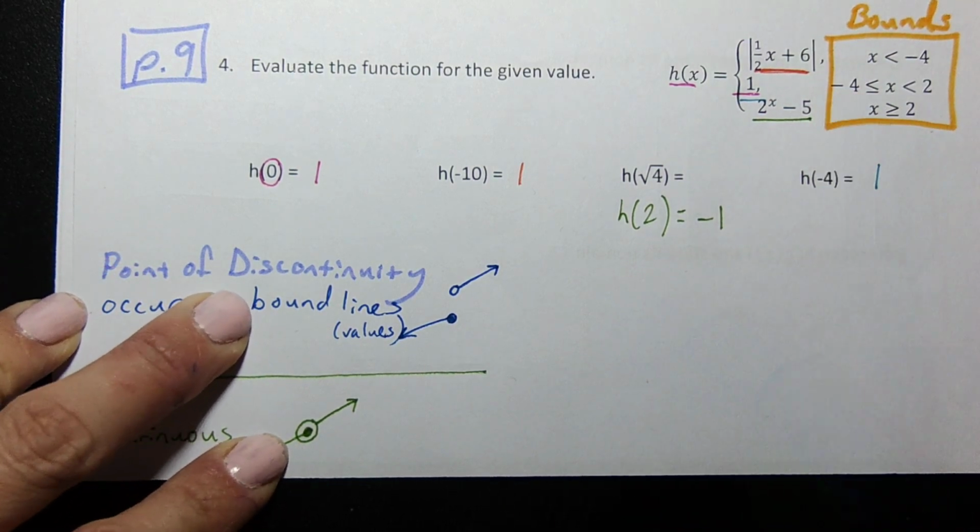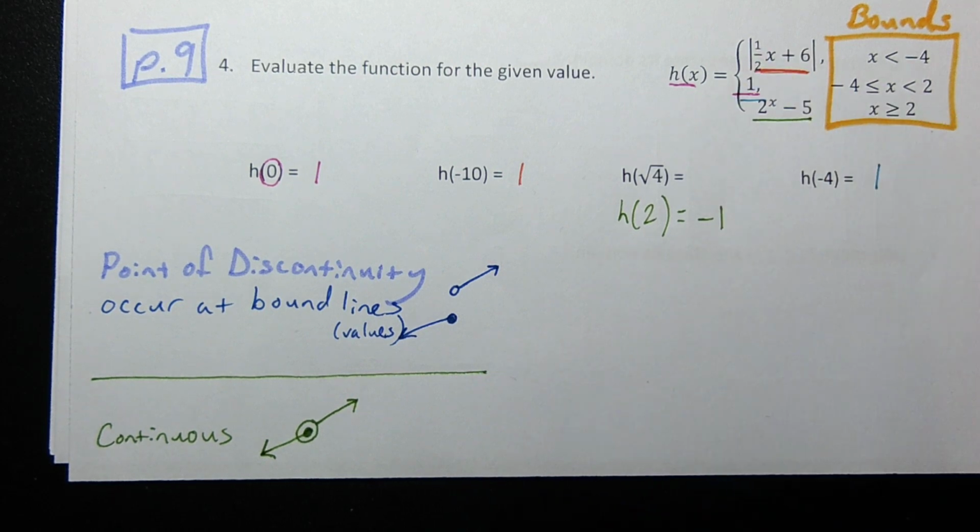Negative 4 is greater than or equal to negative 4, so we use the second function piece, and it is equal to 1. Folks, that's it for Unit 3. Anybody have any questions? All right, then. We are going to move to the first page. Actually, go ahead and flip to the back page for a moment.